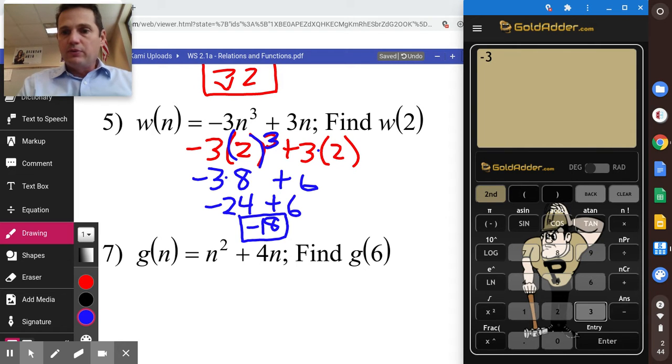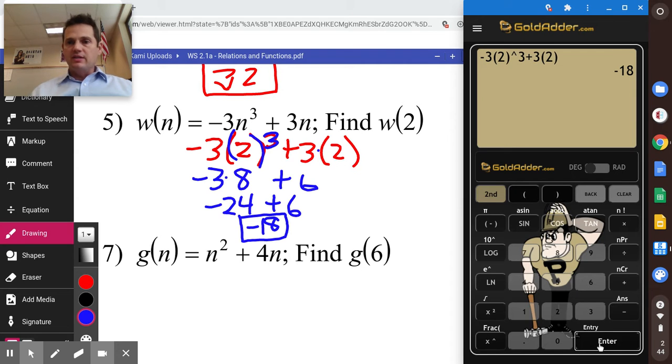Negative 3 parentheses 2. You want to take it to the third power, so that's the caret button. 3, plus 3 parentheses 2. Type it all in. Let the calculator do all the heavy lifting. And there it is, negative 18.